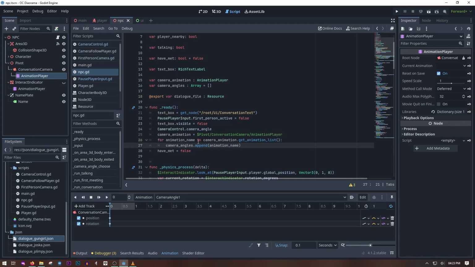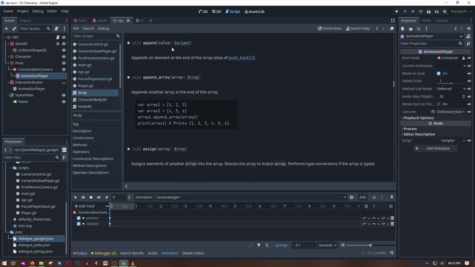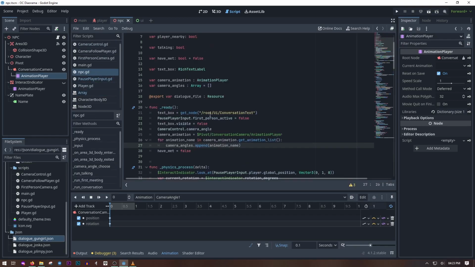I think it's like, in camera animation, get the animation list, and then the camera angles, append them to animation name, and then just keep doing it until you've got to the end. Append is like adding to the end of an array. So it's filling up an array on ready. So I guess instead of saying on every frame, instead of delta, it's just like loop through this until you can't, I guess.